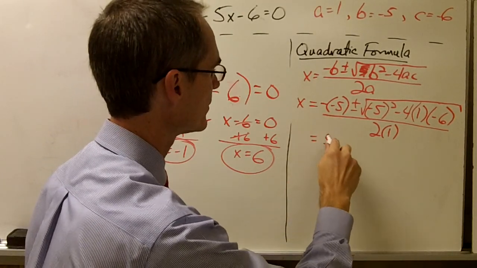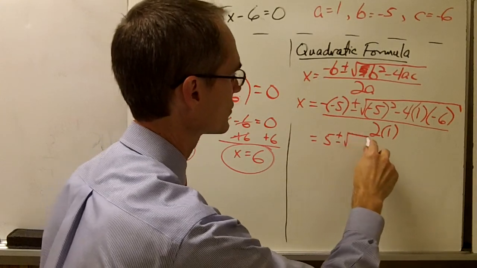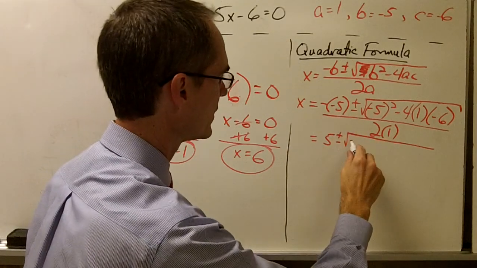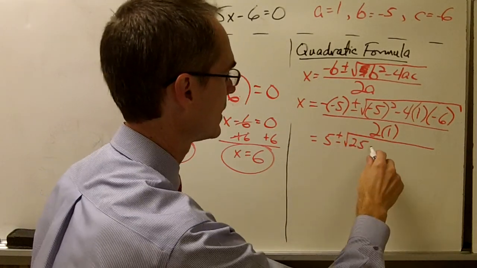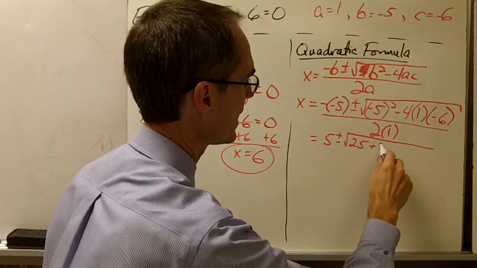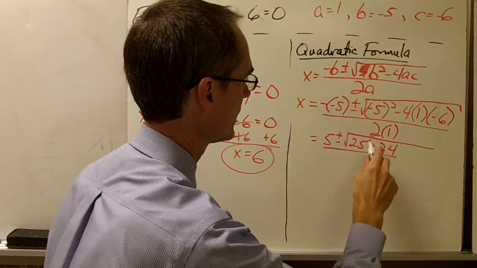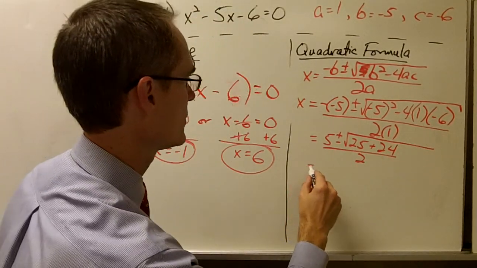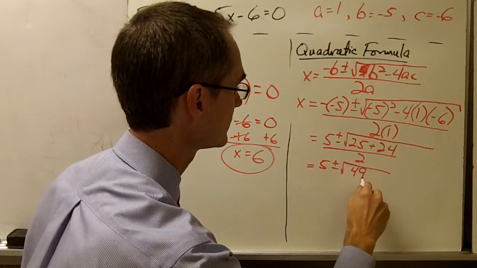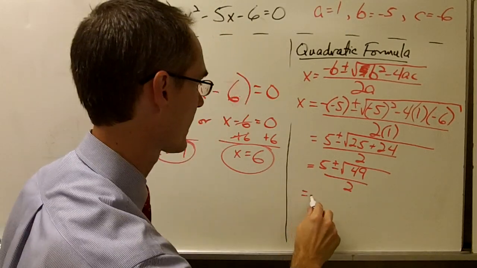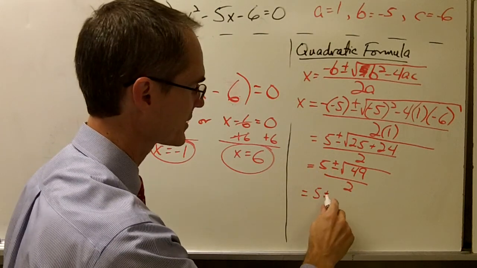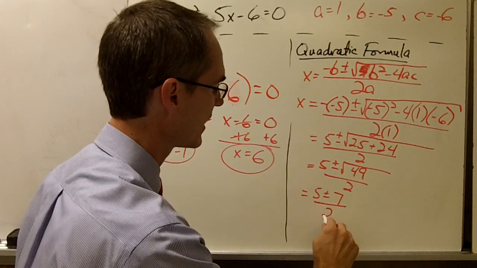Negative 5, that's going to be positive 5, plus or minus the square root of negative 5 squared is 25. Let's see, minus 4 times 1, that's negative 4 times negative 6, that's going to give me a positive 24. And 2 times 1 is 2. So let's see, 5 plus or minus the square root of 49 divided by 2. So 5 plus or minus, square root of 49 is 7, and I've already got my plus and minus here, so plus or minus 7 divided by 2.